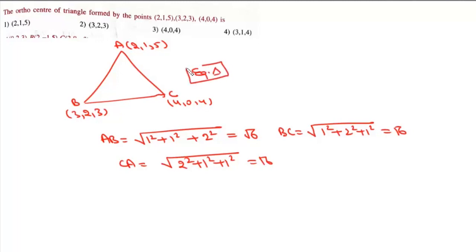And if the triangle is equilateral, then orthocenter, centroid, incenter, all the centers coincide. So in this case, orthocenter will be given by the centroid, which is (x1 plus x2 plus x3) by 3. So it will be 5 plus 4, 9. 9 by 3 is 3. 1 plus 2, 3. 3 by 3 is 1. And then 5 plus 4 plus 3, 12. 12 by 3 is 4. So orthocenter of this triangle is at (3, 1, 4). And that's your option 4.